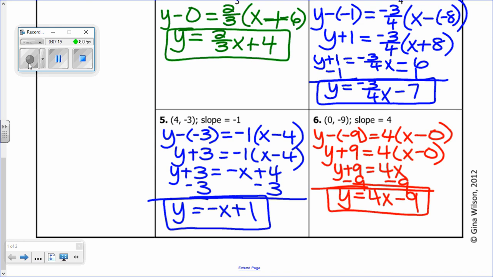Okay, so for number 5, you should have ended up with y equals -x plus 1. And then for number 6, you should end up with y is equal to 4x minus 9. Okay, and all the work is there. All right, make sure you hang on to this paper because you'll have a video for the next side. And we are done.